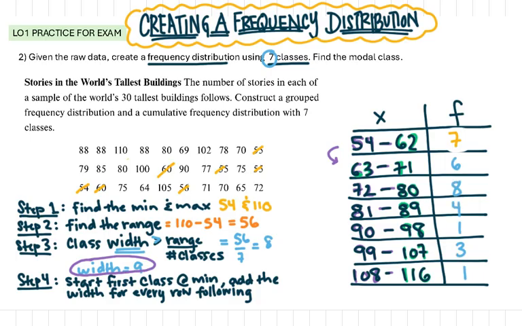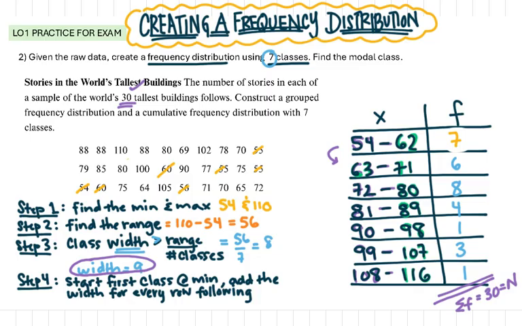And by the way, here's how you can check to make sure that you counted the correct numbers. If you add up all the frequencies, it should be the same as the total number of pieces of raw data. So 7 plus 6 is 13. This is 21, 25, 26, 29, 30. So the summation of all the frequencies is 30, which should be the number of data points, and it is. So we've got it right.